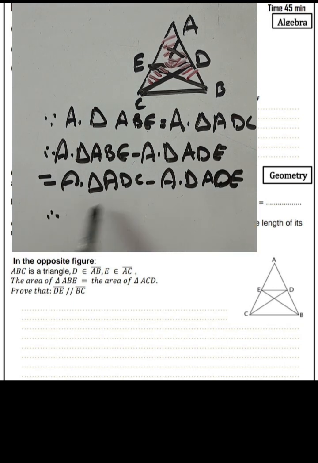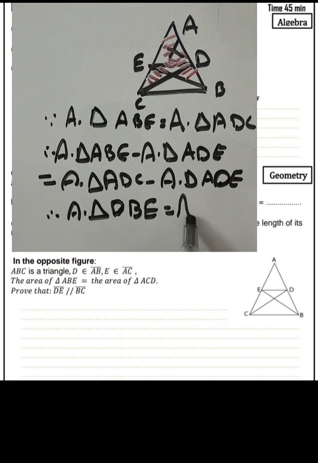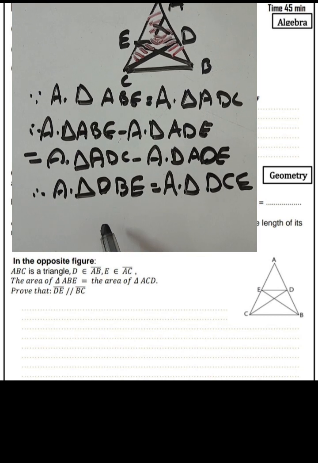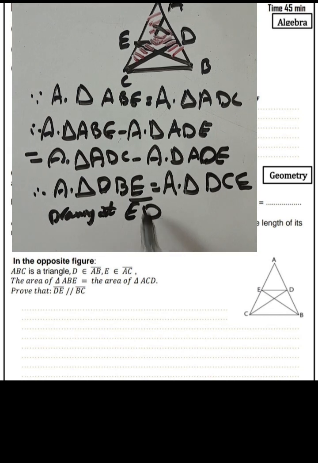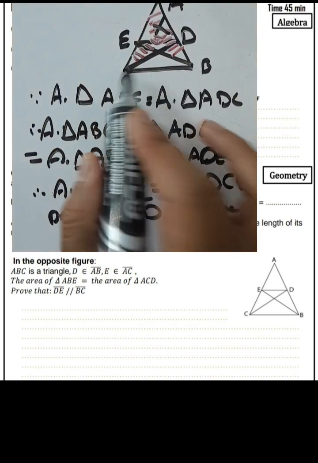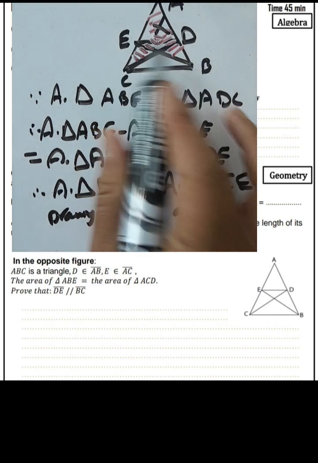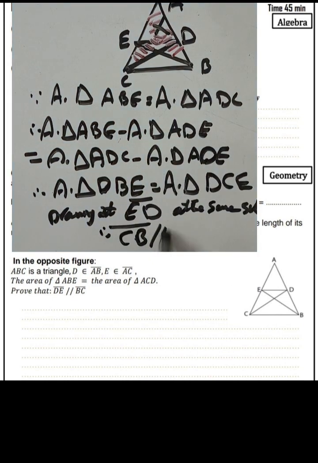Then the area of triangle DBE equals the area of triangle DCE. And then the two triangles here are drawn on the same base ED and on the same side. Then the two vertices C and B lie on a line segment parallel to the base. Then BC will be parallel to ED.